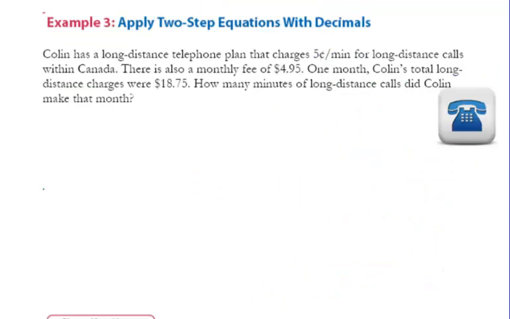So here's the last one. Okay, example number 3, applying a two-step equation with decimals. Now look at this. We've got to come up with the equation here first of all. Colin has a long-distance plan that charges 5 cents per minute. So let's highlight some things here. 5 cents per minute for long-distance calls within Canada. There's also a monthly fee of $4.95. One month, Colin's long-distance charges came to $18.75. How many long-distance minutes did Colin make that month?